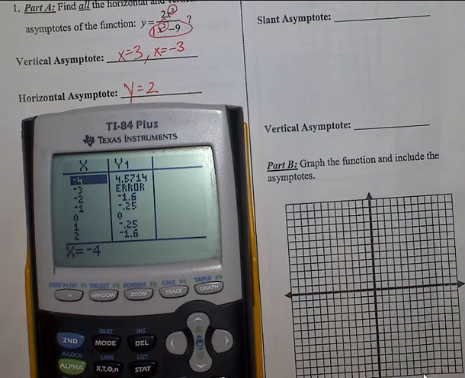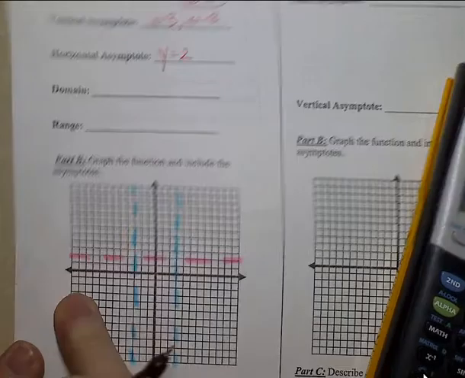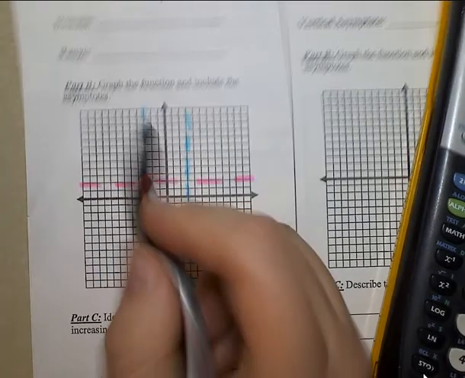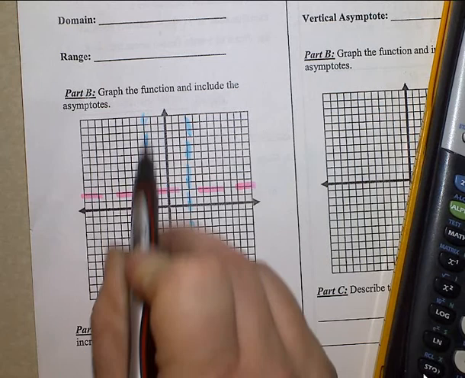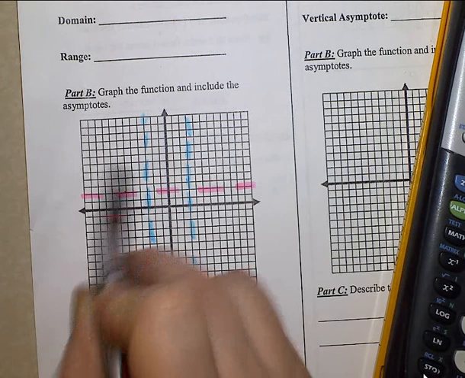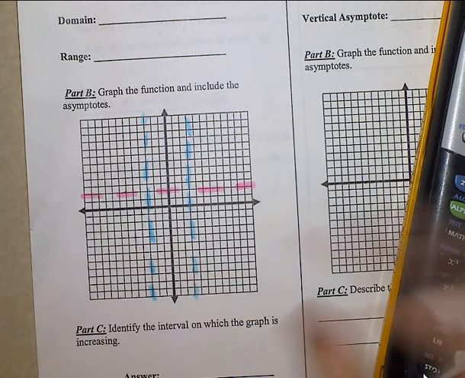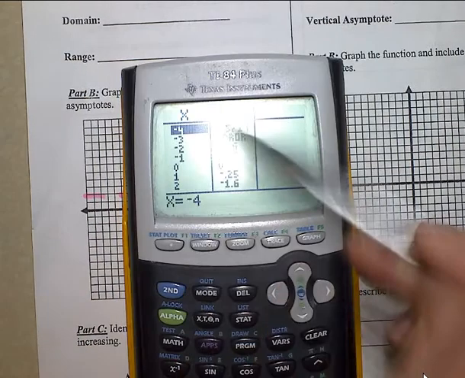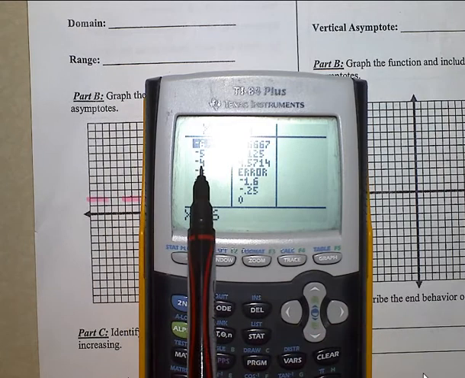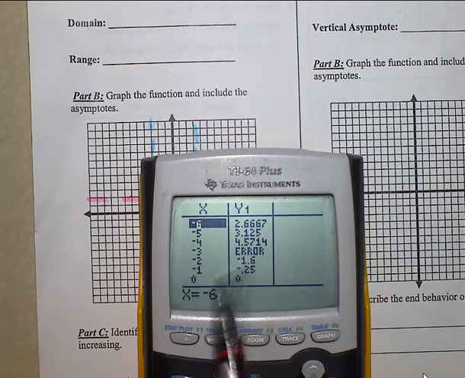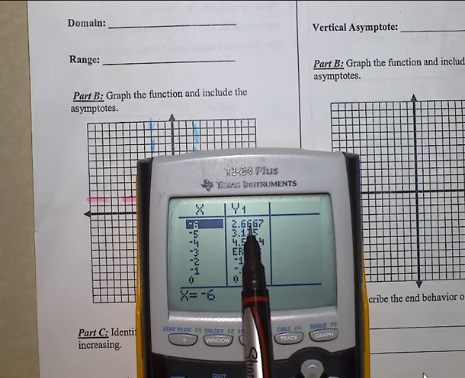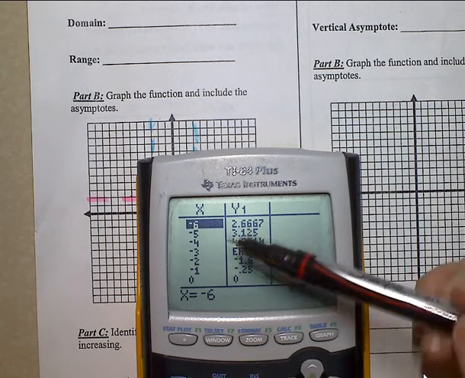So I see 3 sections. I'm going to start with the section off to the left-hand side, and I'm going to look at the x values. To the left of this vertical asymptote would be negative 4, negative 5, and negative 6. I'm going to choose 2 or 3 values off to the left. So come up here and find negative 4, negative 5, and negative 6. Negative 4 for an x value corresponds with 4.57, and you can see what negative 5 and negative 6 also correspond with. So please graph those 3 ordered pairs at this time.